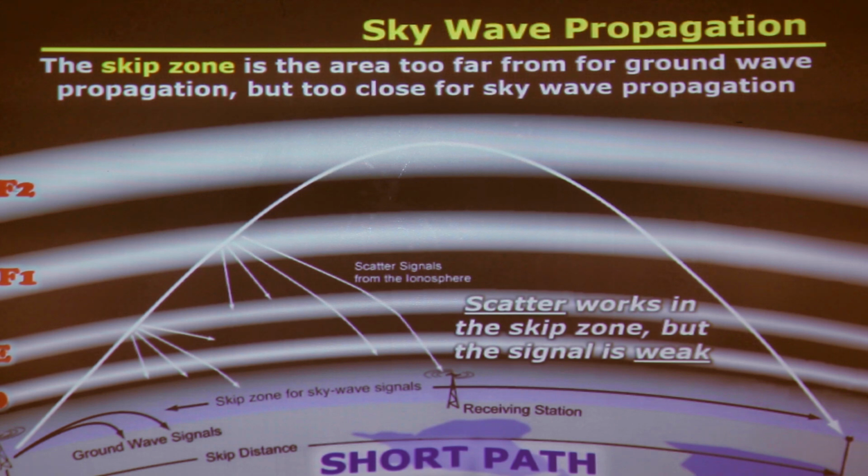But that's not something you would necessarily count on. So scatter works in a skip zone, but the signal's going to be weak, fluttery, warbly, not a real good quality. So that's skip zone. It's the area too far for the ground wave and too close for skywave propagation.